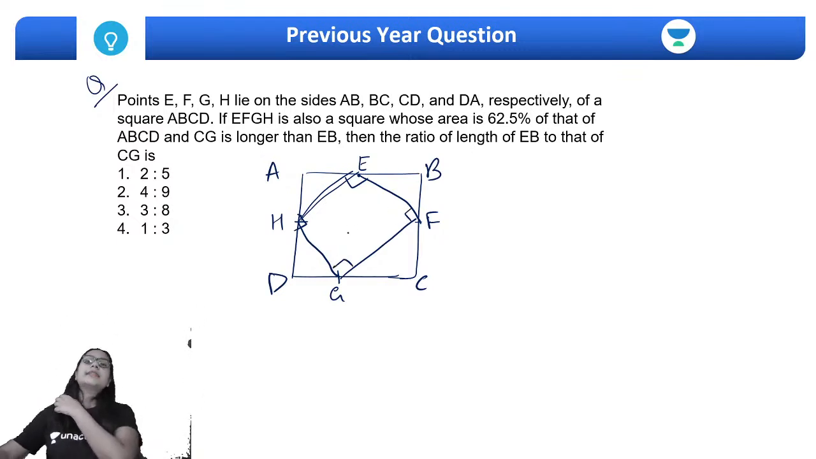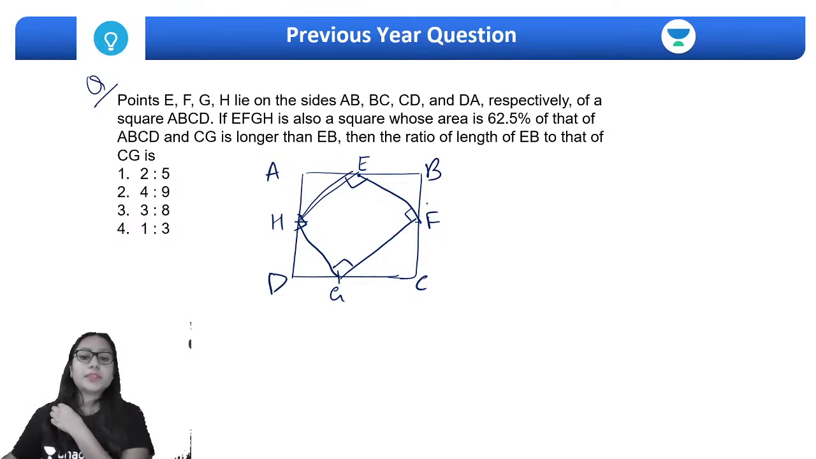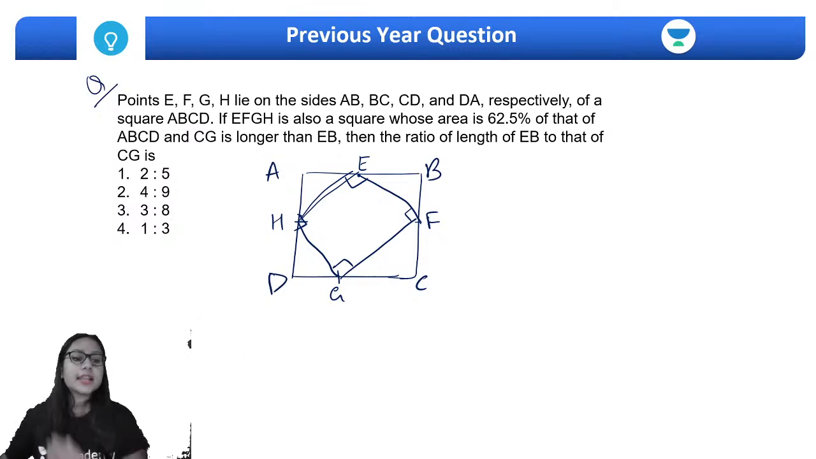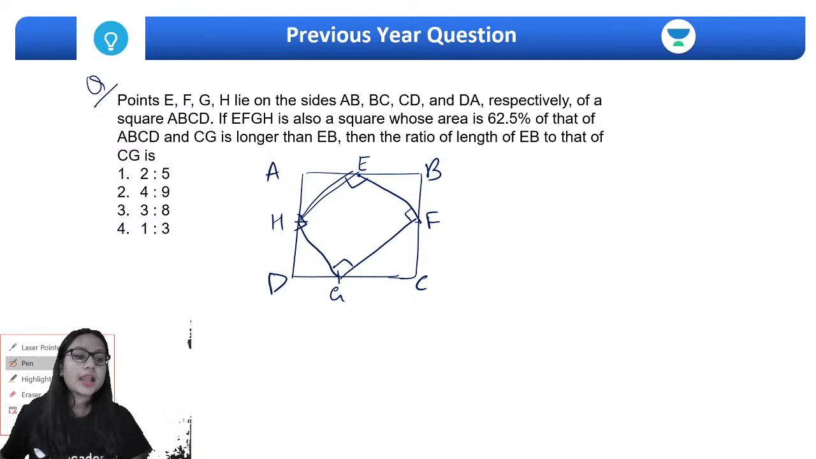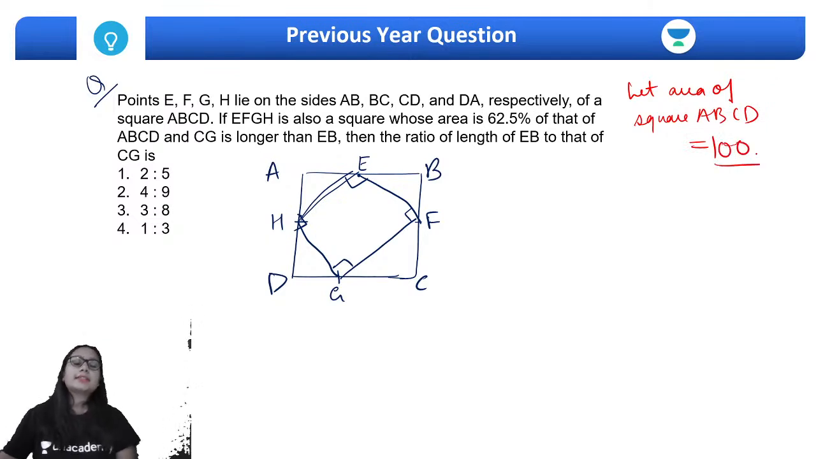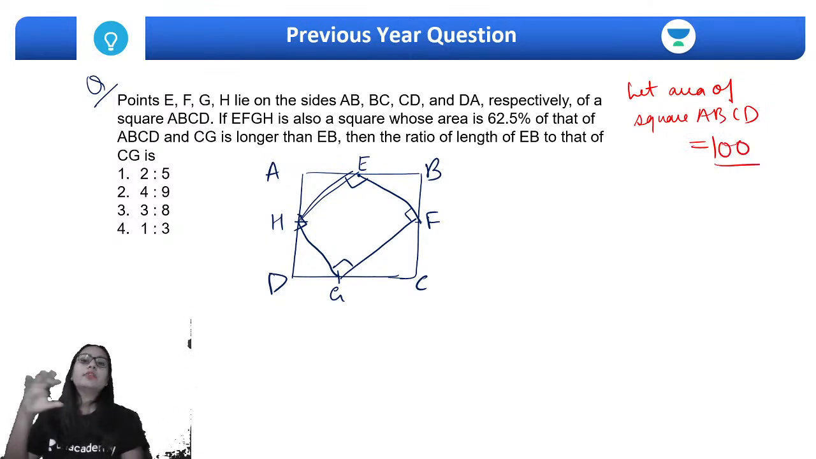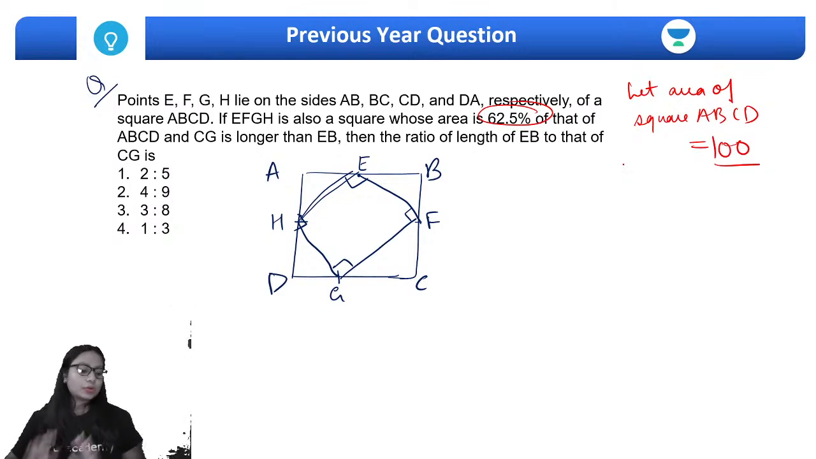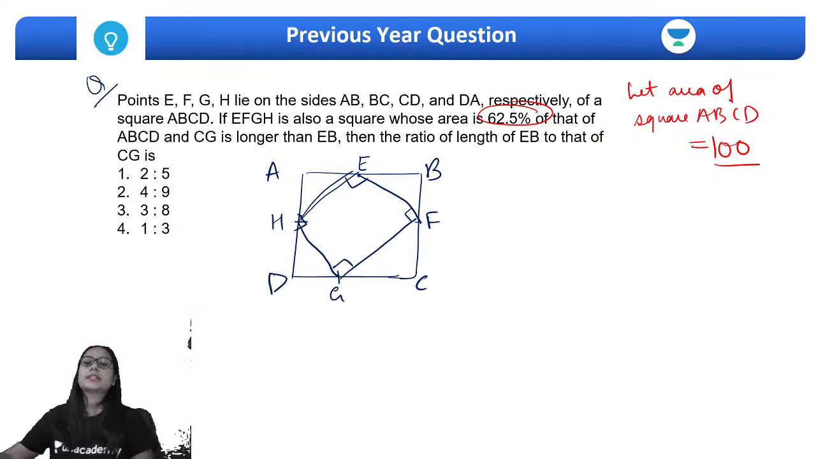Okay, whose area is 62.5% of that of ABCD. Since I don't know the side of ABCD, let the area of square ABCD be equal to 100. I can take some other value also, and that will also give me the answer. But since percentages are involved, it is necessary to take 100 or any multiple of 100 so that my calculations are simplified. Okay, I hope this is clear.